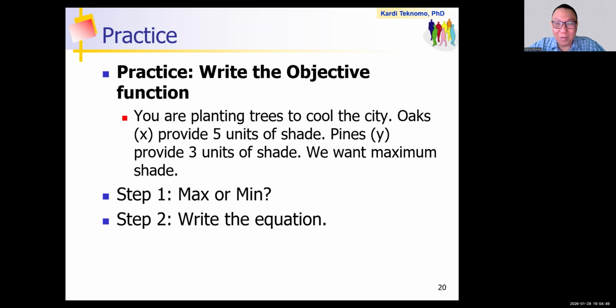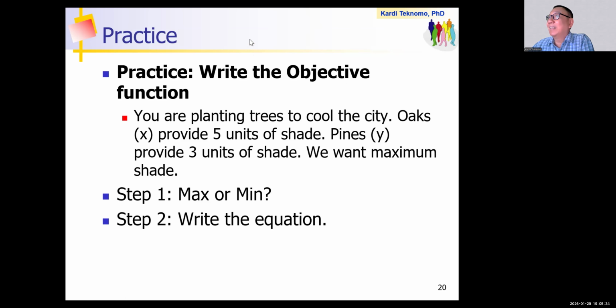Next. Let's practice again so that you get better. Now your turn. You are planting trees to cool the city. The number of oak, X, provides 5 units of shade. The number of pine, Y, provides 3 units of shade. You want to maximize the shade. So step 1, maximize or minimize? It's already said, maximize. Is shade good or bad? Good. So in that case, we maximize. Can you write the equation?